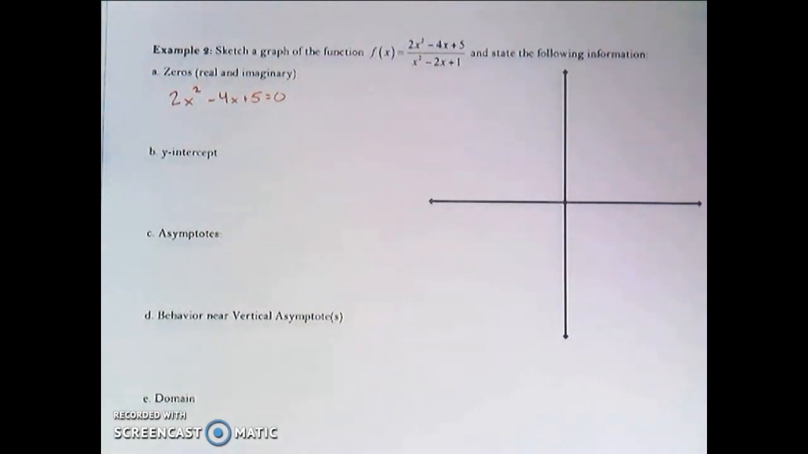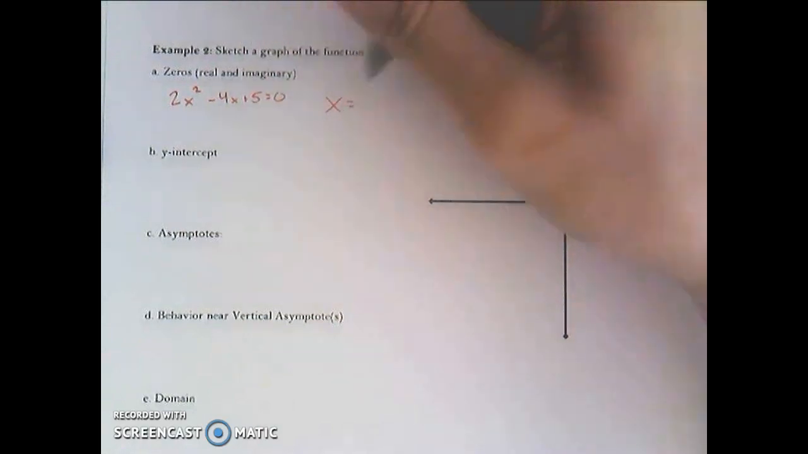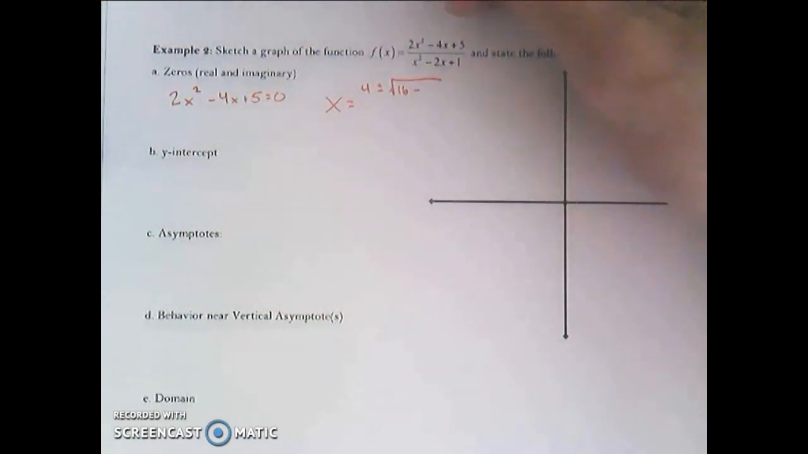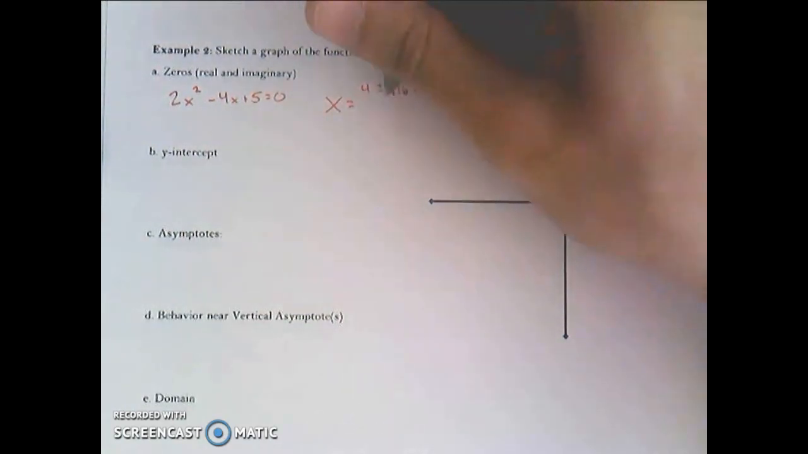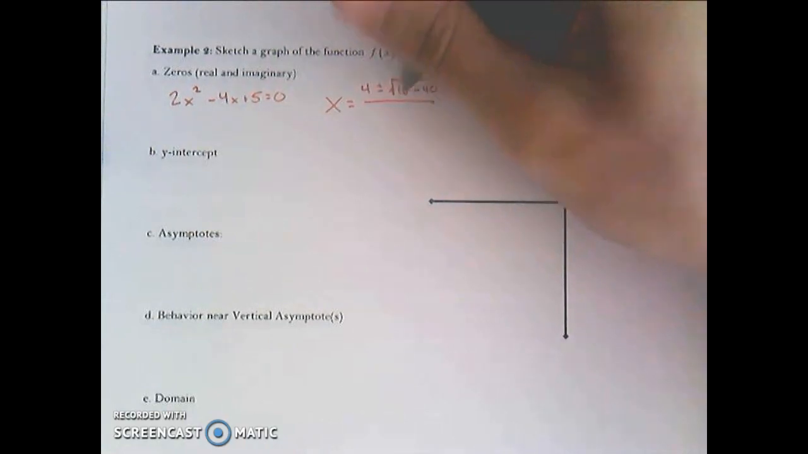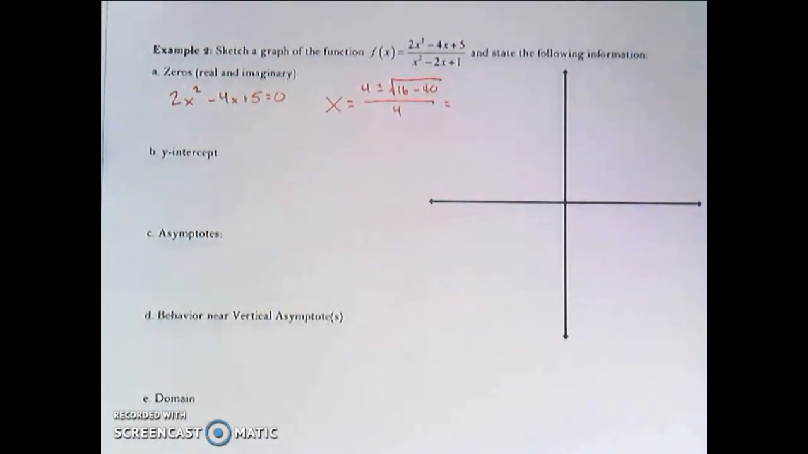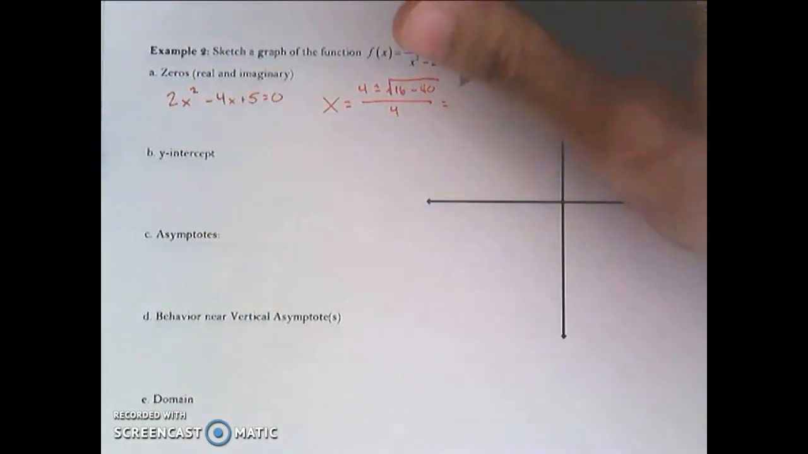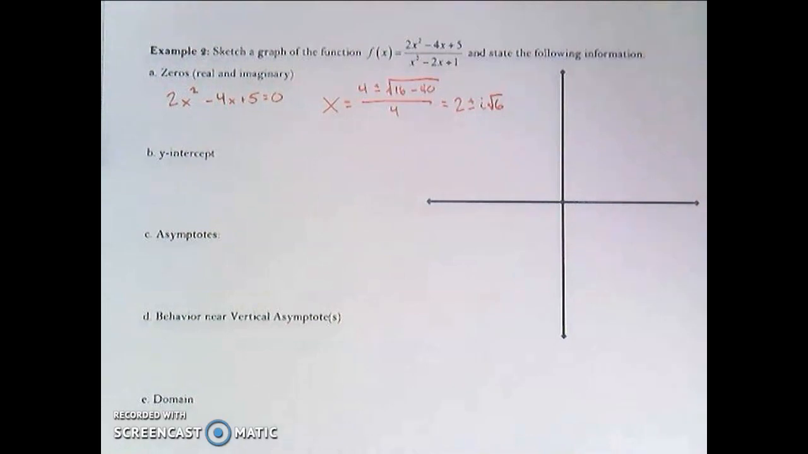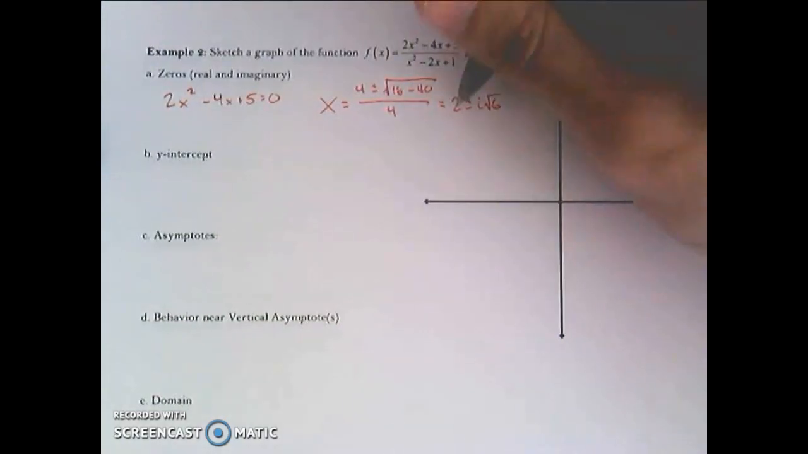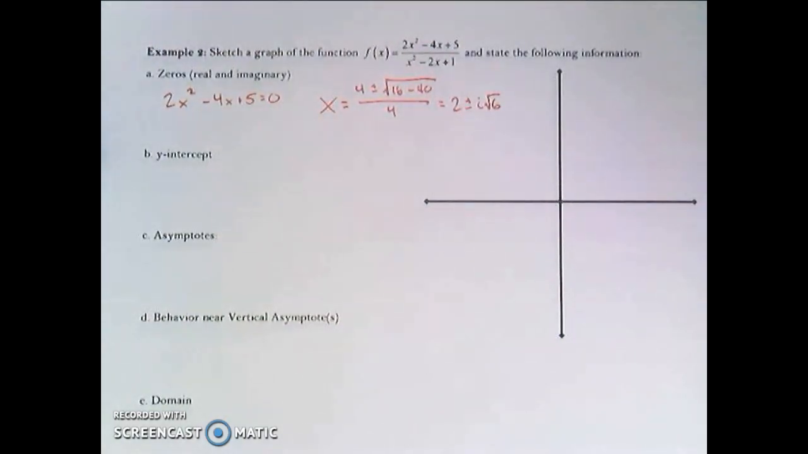Unfortunately, we can't factor this trinomial, so we're going to have to use the quadratic formula. So we have x equals negative b, so 4, plus or minus the square root of b squared, 16, minus 4ac, which is 40, all over 2 times a, so 4. When we evaluate this, we get 2 plus or minus i root 6. So we've got two zeros here, 2 plus or minus i root 6.